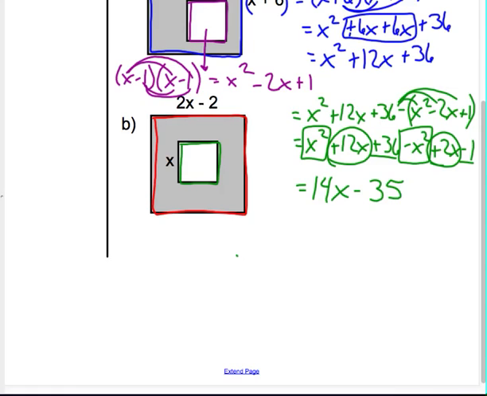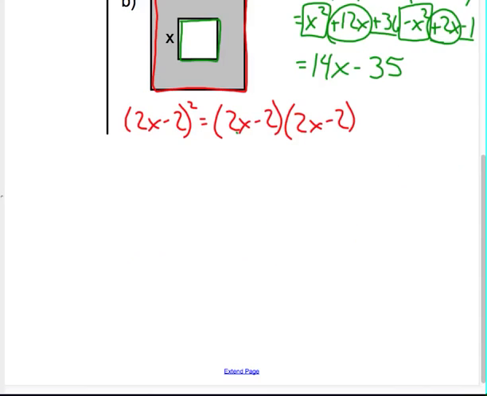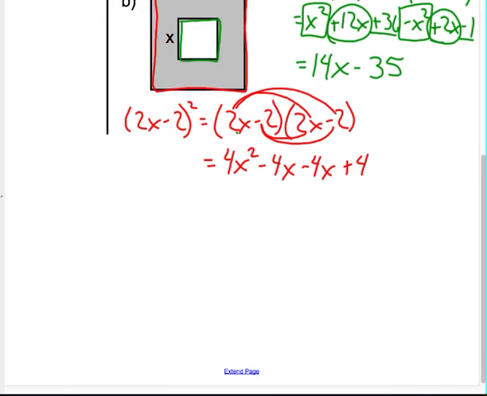Alright, so my next square, my red square, my large square, is 2x minus 2 on each side. So remember, I'm going to do 2x minus 2 squared to get the area, which means multiply it by itself. So distributing, I get 2x times 2x is 4x squared. 2x times negative 2 is negative 4x. Negative 2 times 2x is negative 4x. And negative 2 times negative 2 is positive 4. So combining my like terms, I get negative 8x.